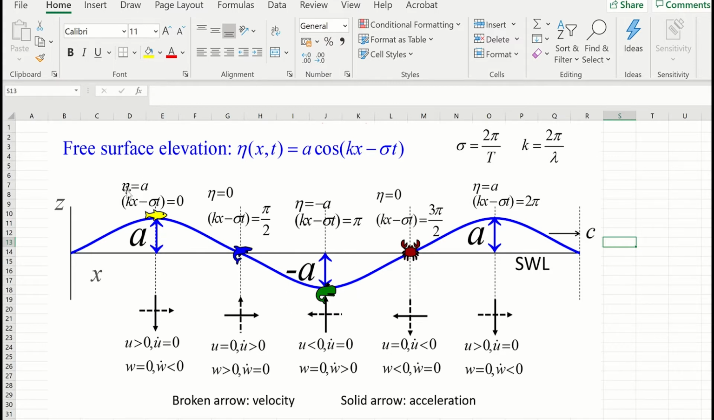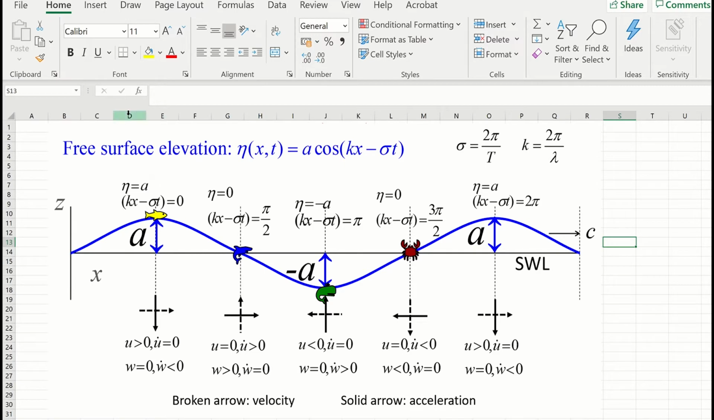And we also can estimate the water surface elevation depending on the particular part of the wave above the point of interest. For example, when we have wave crest, our water surface elevation is equal to the amplitude. And amplitude here is just the height of the wave divided by 2.